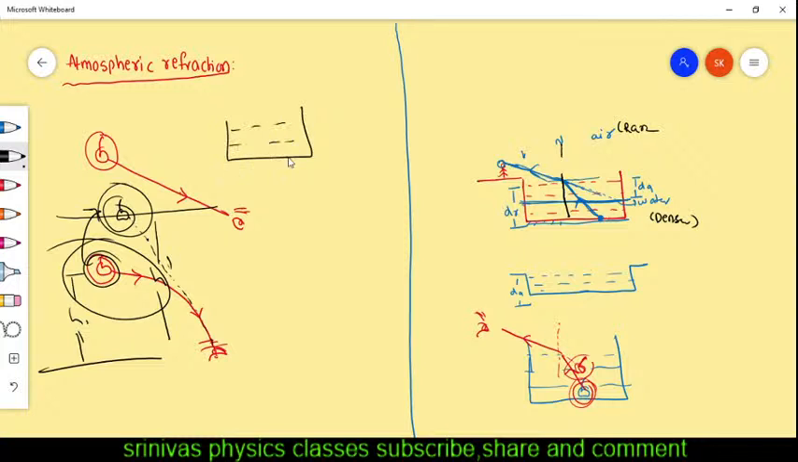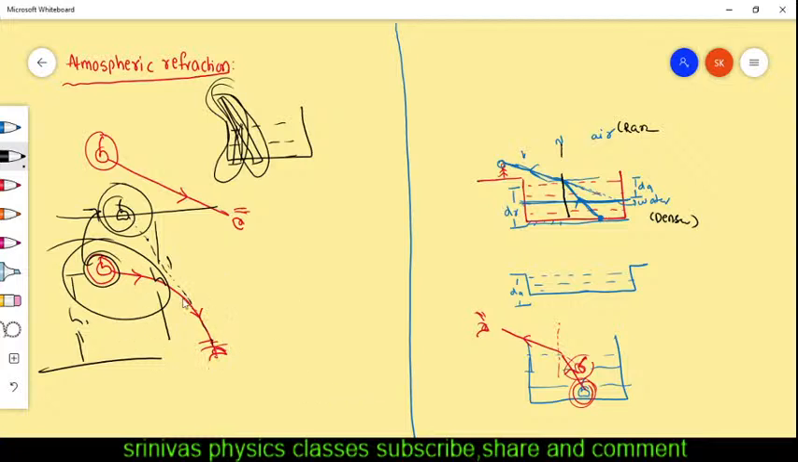For example, you keep one pen here. When you observe from outside, the pen appears broken like this. It bends. Why does it appear so? The real pen is like this, but the apparent one appears like this. What is the reason for this? This is also refraction. These are some applications of refraction.